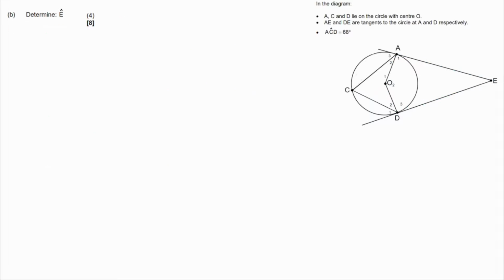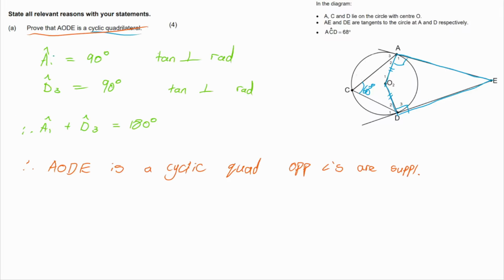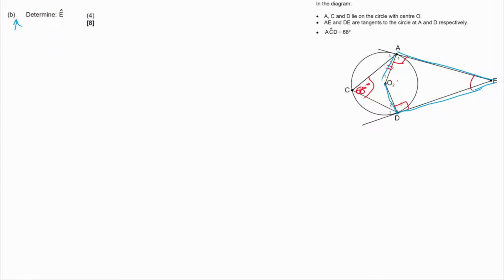Okay. Next question. They say determine angle E. So they need this. Let's recap. This is equal to that. That's 90. That's 90. This is 68 degrees. And we now know that this big thing is a cyclic quad. Let me show you. We know now that this thing is a cyclic quad. Okay. One thing is, even if you couldn't do A, if you couldn't prove that it was a cyclic quad and you moved over to B, use the information that this is a cyclic quad. Okay. Because they basically tell you that it's a cyclic quad.